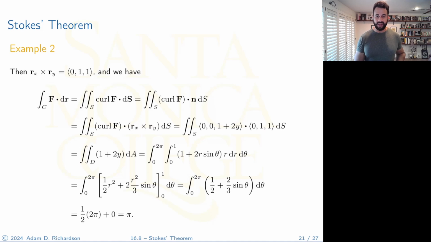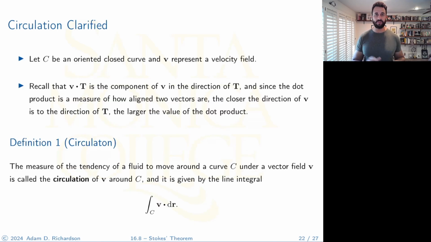All right, so now what I want to do is talk a little bit more about circulation. I talked about this earlier, I think it was chapter 6 or section 16.4, but I gave kind of a rough idea of what circulation is. Now we're going to get an explicit definition of circulation, and we're going to see how Stokes theorem connects circulation and the curl of a vector field.